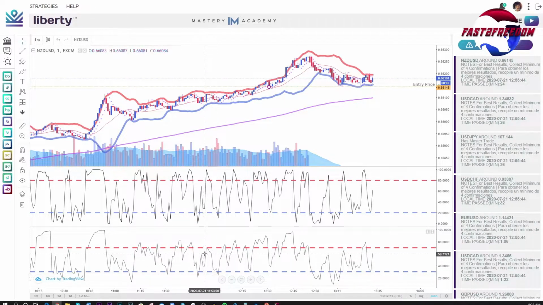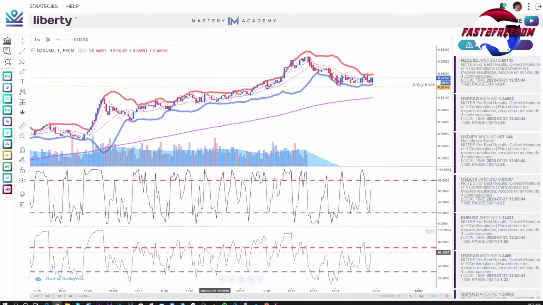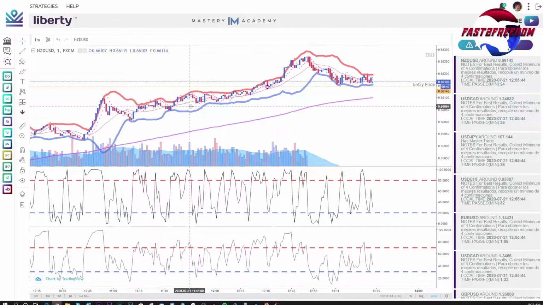Now, the RSI, for me, I use it the way it's supposed to be used, and it's the relative strength index. So it's telling me the strength on how far the market will move. I don't look at the RSI as overbought, oversold, because I take my trades depending on how strong that move is, that price is at that specific time.